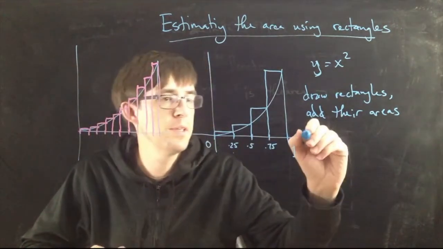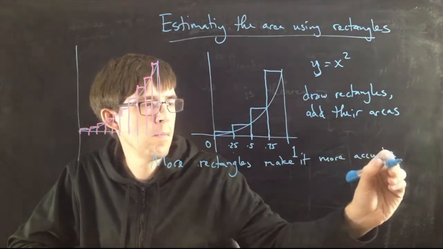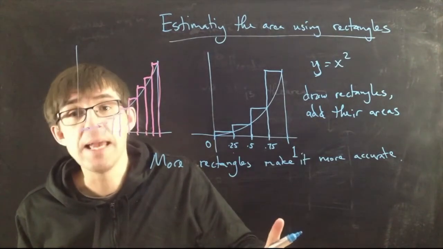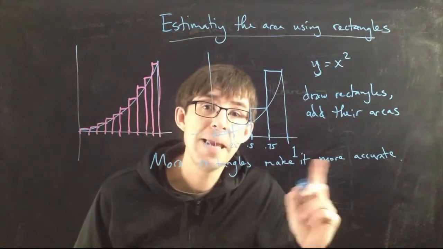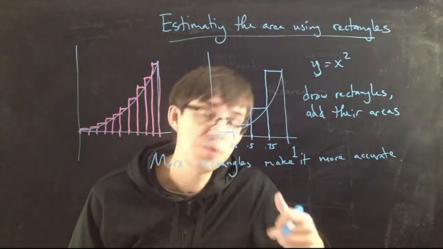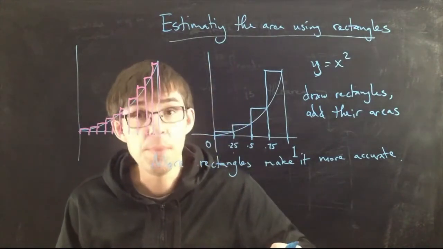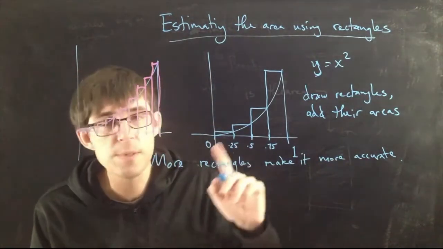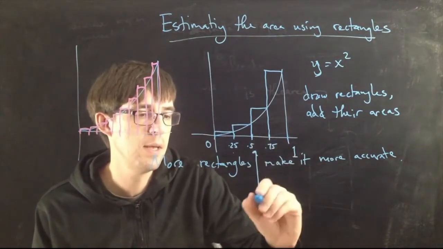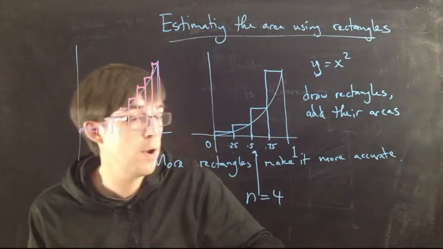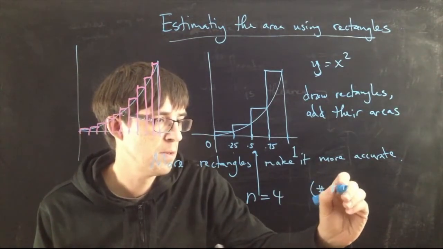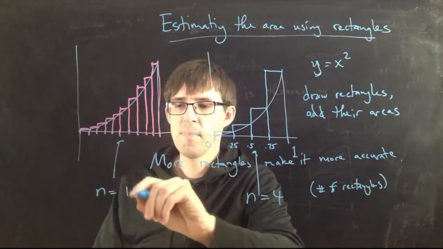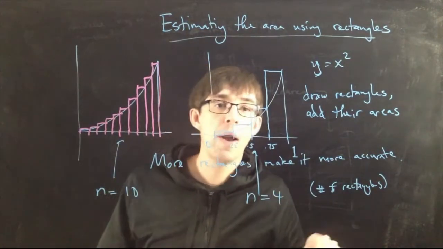So the moral of this story is, more rectangles make it more accurate in terms of an estimation of the area. If you want your estimation to be really good, you should use many, many rectangles. Now, it makes it harder to do the computation because you have to add up more areas, but it will be more accurate as an estimation. The number of rectangles that you use is important when you're doing this kind of thing, and we're always going to call that number n. So in this case, this one has n equals 4. That's the number of rectangles. Right? You can see them. 1, 2, 3, 4. And this one, n equals 10. All right? Higher value of n makes it more accurate.